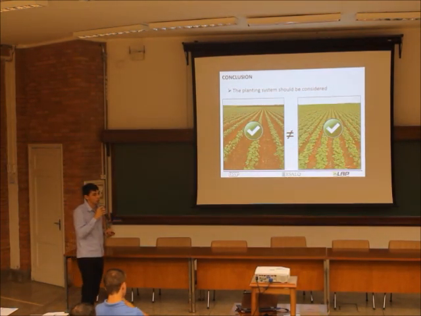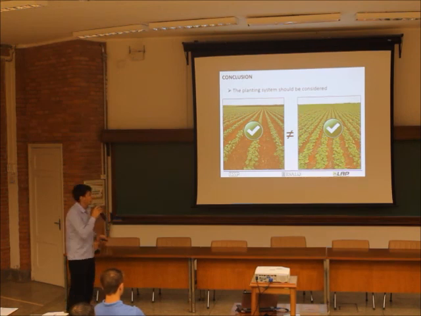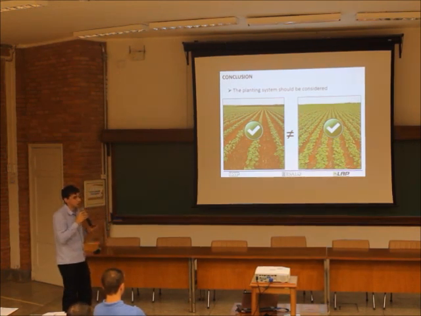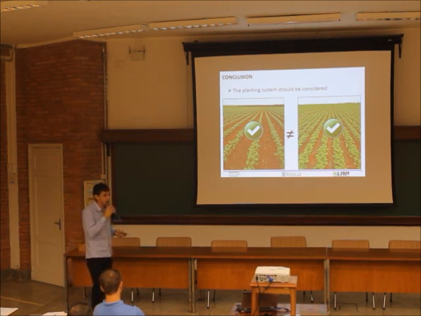So what we have seen until now is that these crop sensors are good to predict biomass or nitrogen accumulation in cotton in both systems, but the equations should be different.